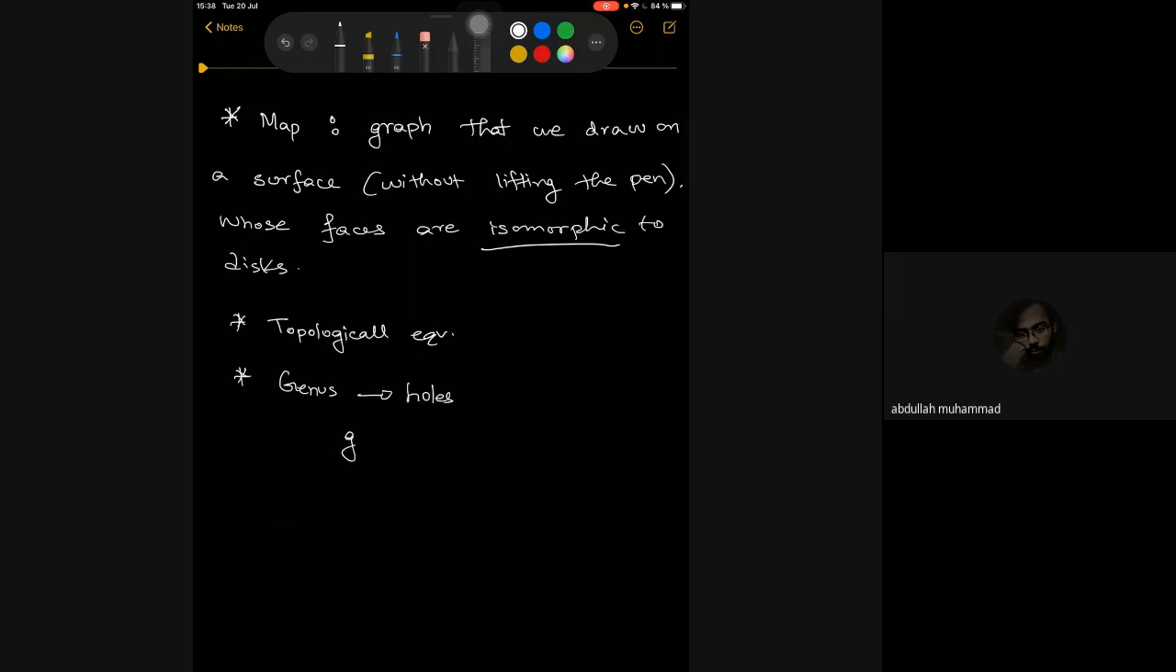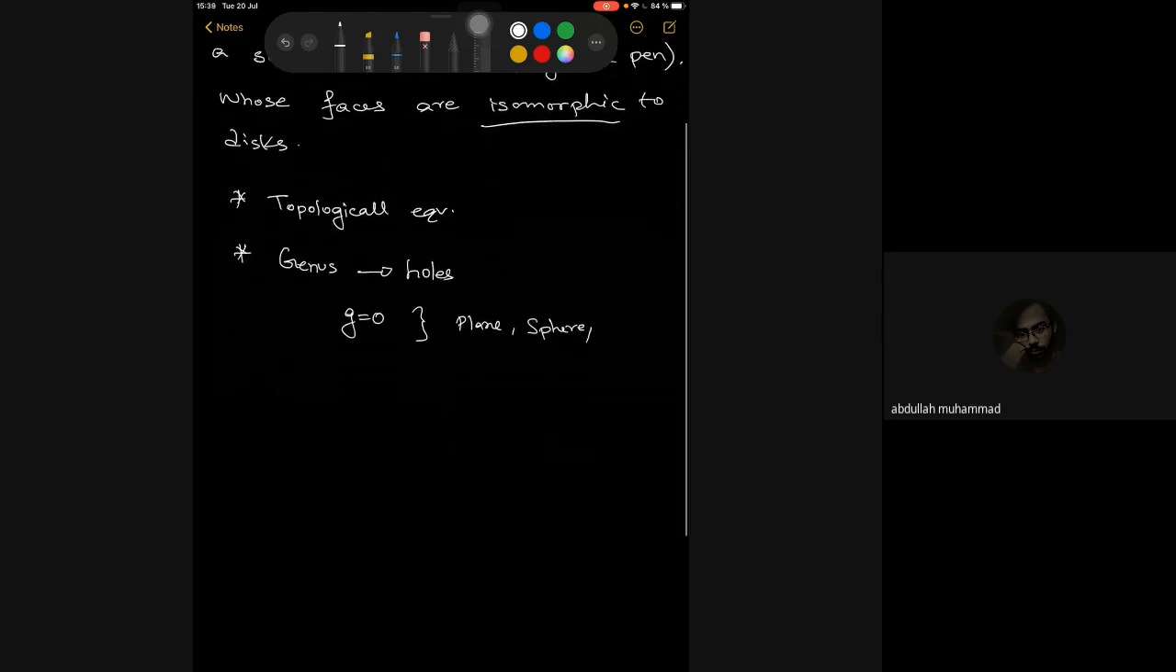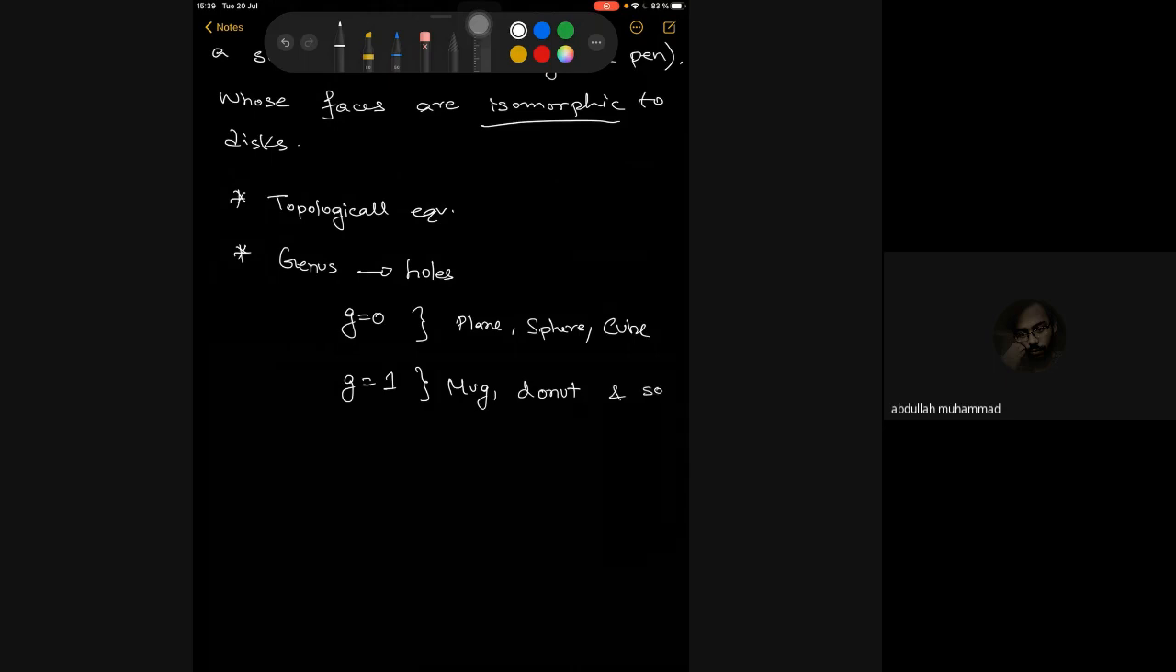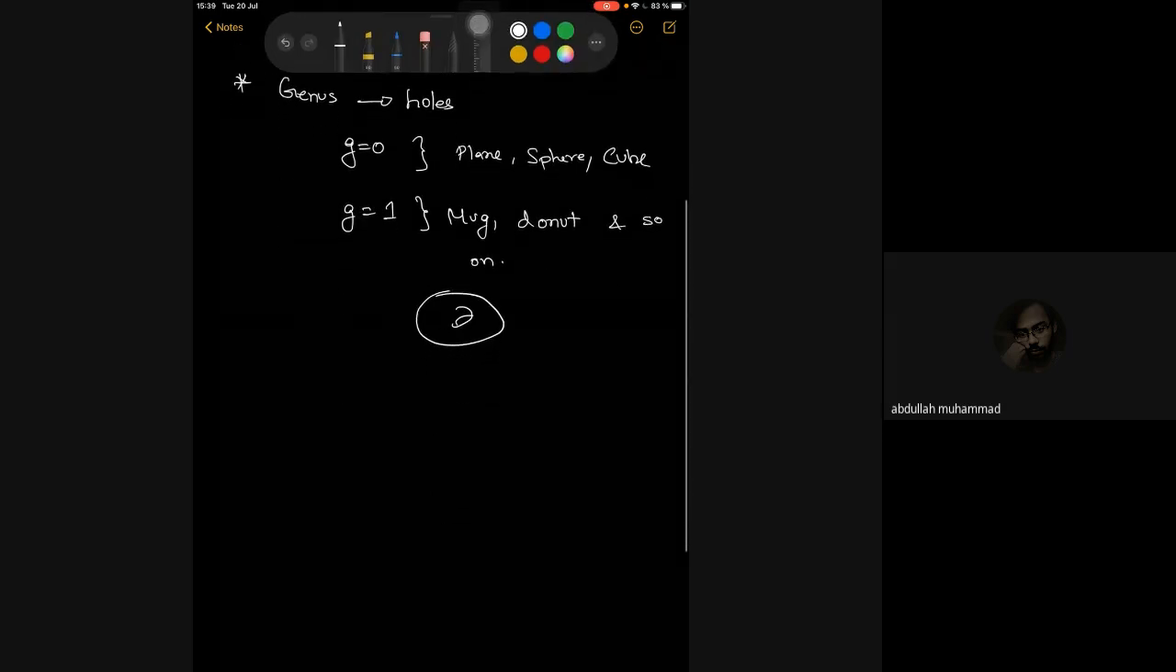And genus 0 examples are plane, sphere, and let's see, cube. Genus 1, mug, donut, and so on. Genus is basically a hole, like this. Okay.